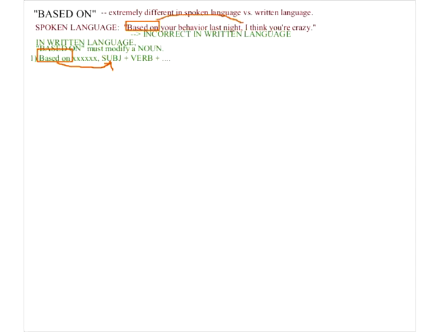The way this works, "based on your behavior last night" modifies "I." This is nonsense. This doesn't make any sense. If you want, you can think about it that way, that whole modifier. So according to the grammatical rule, "I am based on your behavior." This is illogical. This makes no sense. So this is incorrect. Smiley face if this makes sense.